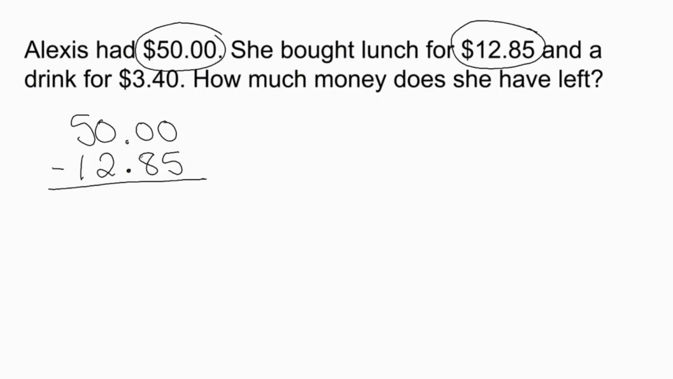So 0 minus 5, can't do it. Borrow from 0, which I can't do. Borrow from 0, which I can't do. So borrow from 5 makes you a 4, makes you a 10. This 0 is going to borrow from 10, makes you a 9, makes you a 10. And that 0 is going to borrow from 10, which makes you a 9 and makes you a 10. Lots of borrowing. So 10 minus 5 is 5.